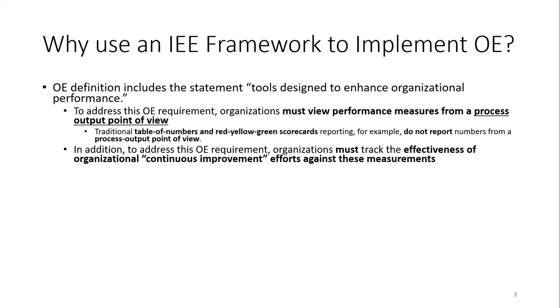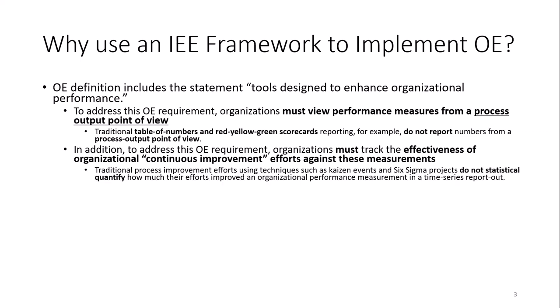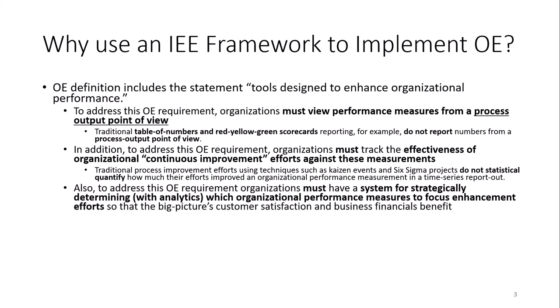In addition, to address this OE requirement, organizations must track the effectiveness of organizational continuous improvement efforts against these measurements. Traditional process improvement efforts using techniques such as Kaizen events and Six Sigma projects do not statistically quantify how much their efforts improved an organizational performance measurement in a time series report out.